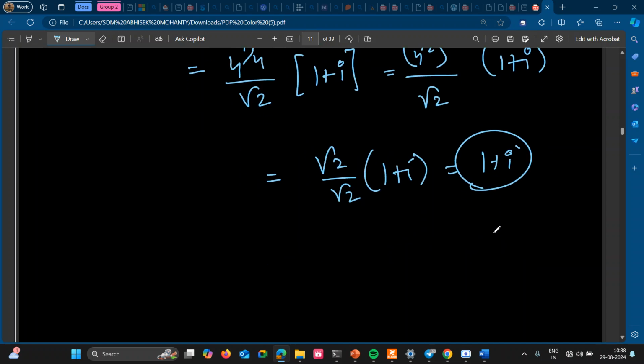So this is when n is equal to 0. When n is equal to 0, these are the values. Like this is with z1, I will write it as z1. Okay, 1 plus i. Now suppose n is 1.